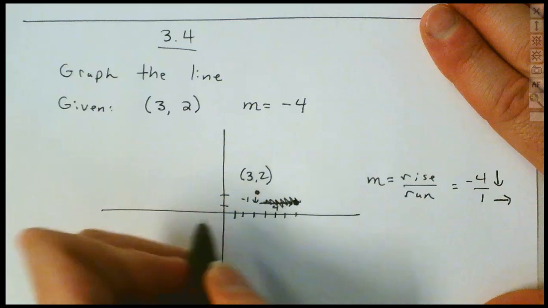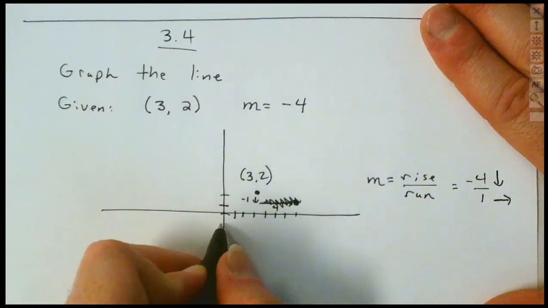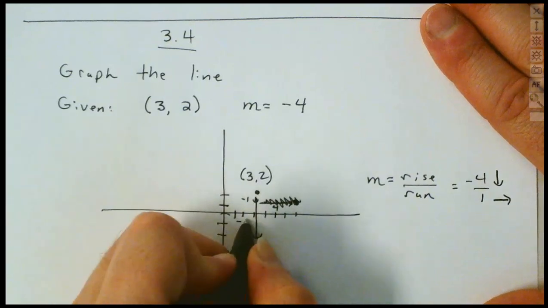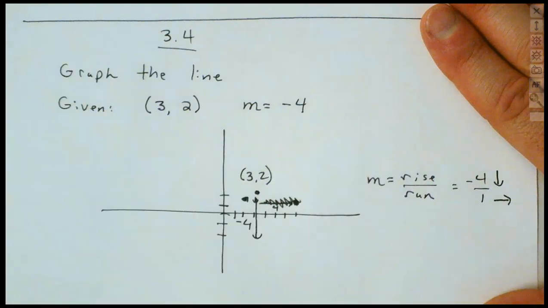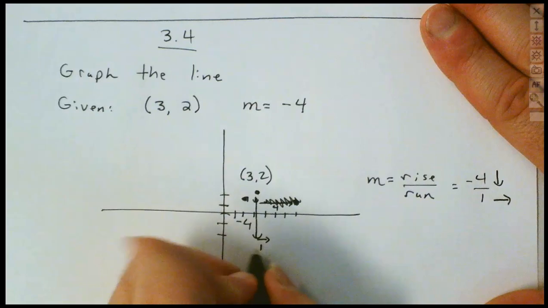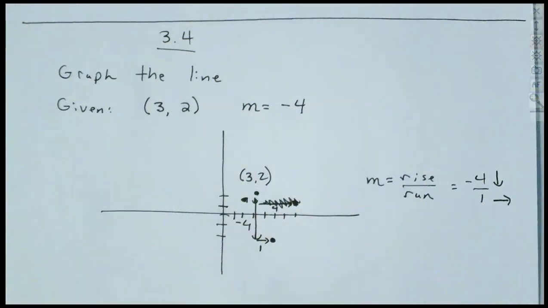So we're going to go down 4. So there's my point. We're going to go down 1, 2, 3, 4. Sorry about that, I just looked at it wrong. So we're going to go down 4, and then we're going to go over 1. And that makes my point right there. Rise over run. So we're going to go down 4, over 1.